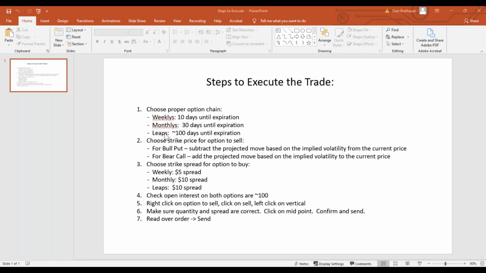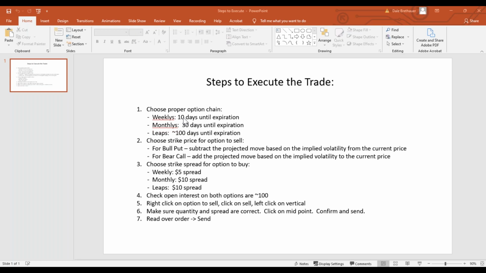And in order to do that on a leap, I usually have to go out about 100 days. For a monthly, I usually have to go out about 30 days. And for a weekly, I'm going to go out about 10 days. Now, a weekly, I'm going to only have a 5-point difference between the strike and where I buy.